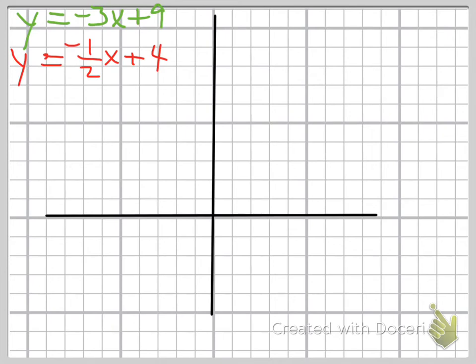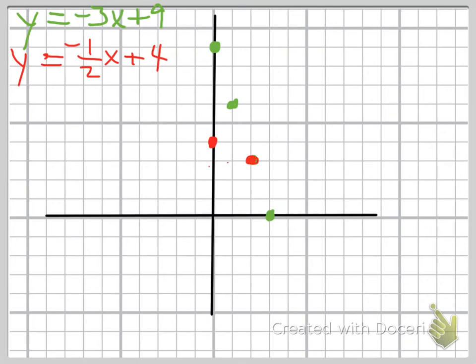Now here we got positive 9 as a y-intercept point, which is pretty high. All right, so slope of negative 3, which means I want to go down 3 and right 1. And again, just plot your points for now. And then y equals negative 1/2 x plus 4. It's going to have a y-intercept of 4. And what is it going to do? Down 1 and right 2. So down 1 and right 2, that gets me right to the intersection point.